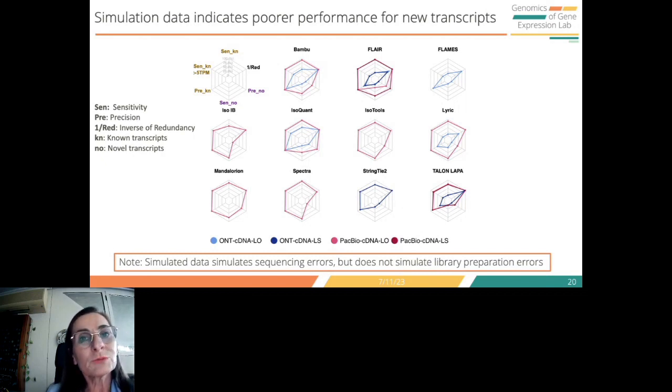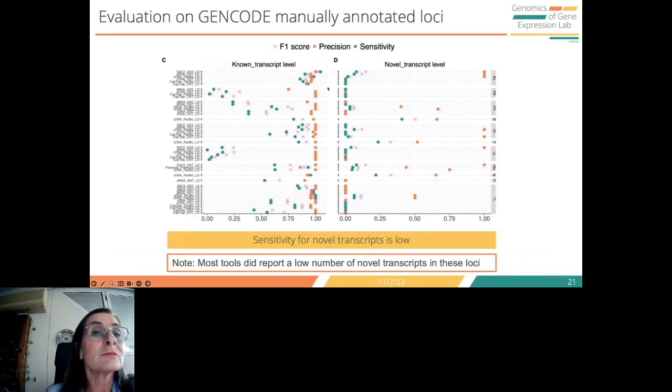So to be able to give an additional layer of validation, we used curation by GENCODE expert annotators who took a set of 50 loci and looked at the reads, and from the reads alone, they annotated these 50 loci with a total of around 300 different transcripts. So we evaluated the tools against this transcript set. Again, here you have the different tools, and these are the different library preparations and sequencing platforms.